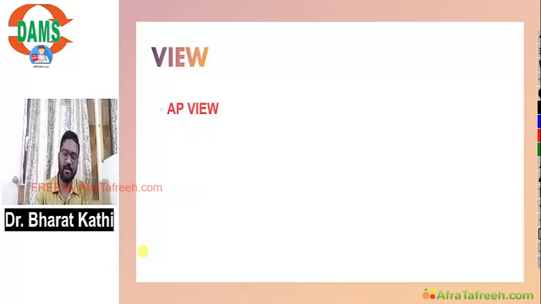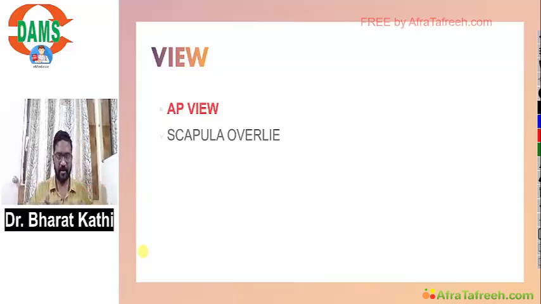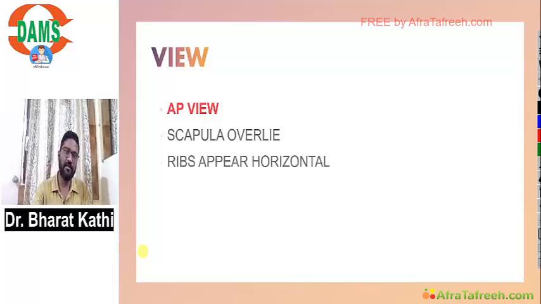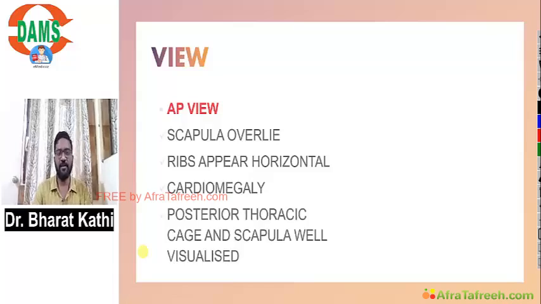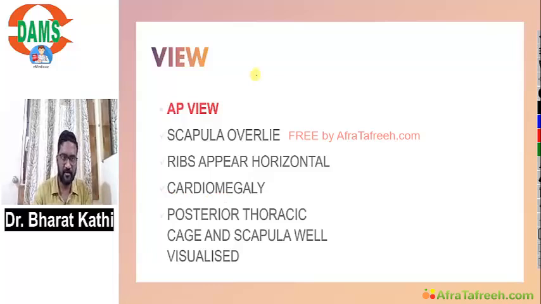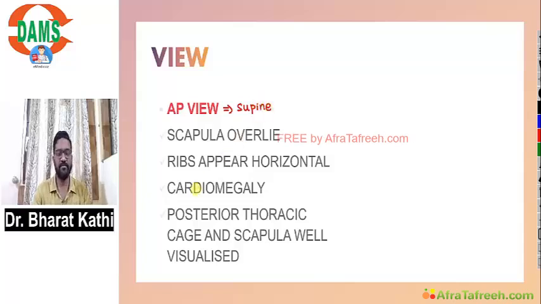So AP means antero-posterior view. Generally, scapulas will overlie. So if you see the X-ray within the lung fields, you can see good scapulas. Ribs appear more horizontal, and there can be apparent cardiomegaly, and the posterior thoracic cage and scapula are well visualized. So generally AP view is done in supine position. Antero-posterior view is done in supine position.